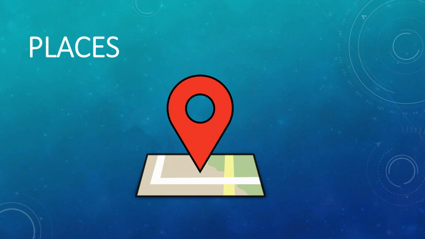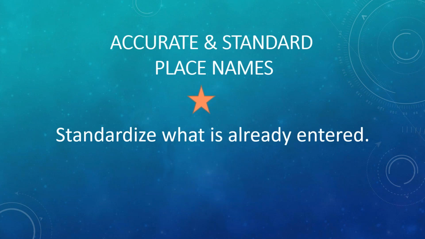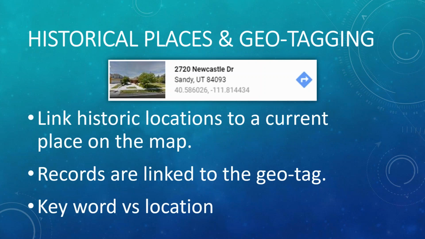So we're going to talk next about places. And my biggest rule is just standardize what is already entered. You might say, well, I don't think that's right. Well, it doesn't matter if it's right. I just want to standardize whatever's there because you're going to get to the correct information more quickly if you standardize what's already entered. And then you can change it when you know better. So the reason for this is that when you standardize information, it will geotag places that you put in there to these historical places or current places.